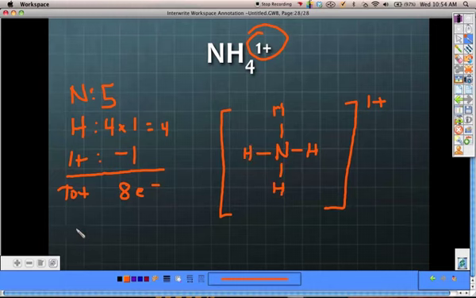And I'm going to do my double checks. My octet rule is satisfied, because each of the hydrogens has 2, the nitrogen has 8, and then the total is 8. So my total check is good as well. What questions do you have?